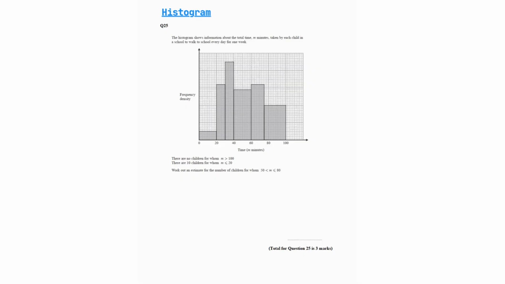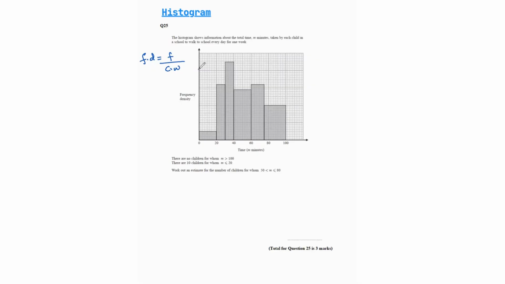And in case you don't know the formula, frequency density has the formula of frequency over class width. FD stands for frequency density, CW stands for class width. So we divide the frequency by the class width to get the frequency density value for each interval.